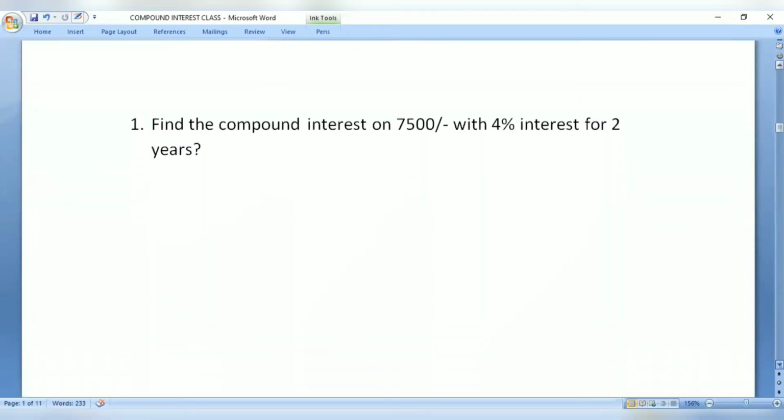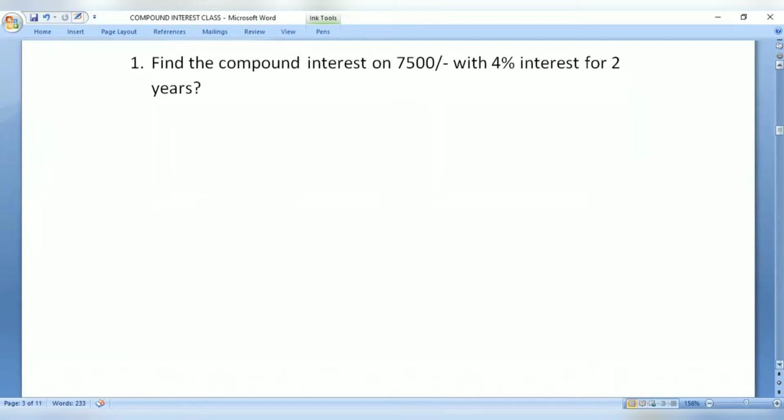Now see here, the first question says, find the compound interest on 7,500 with 4% interest for 2 years. The moment you see a particular problem, you need to observe whether they are asking you to calculate the interest or the amount. Here, it is very clearly evident that they are asking us to find out the compound interest on the principal.